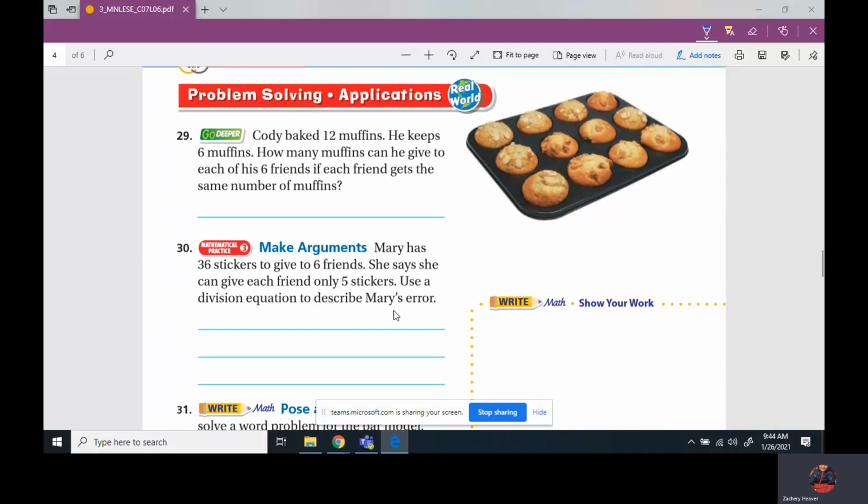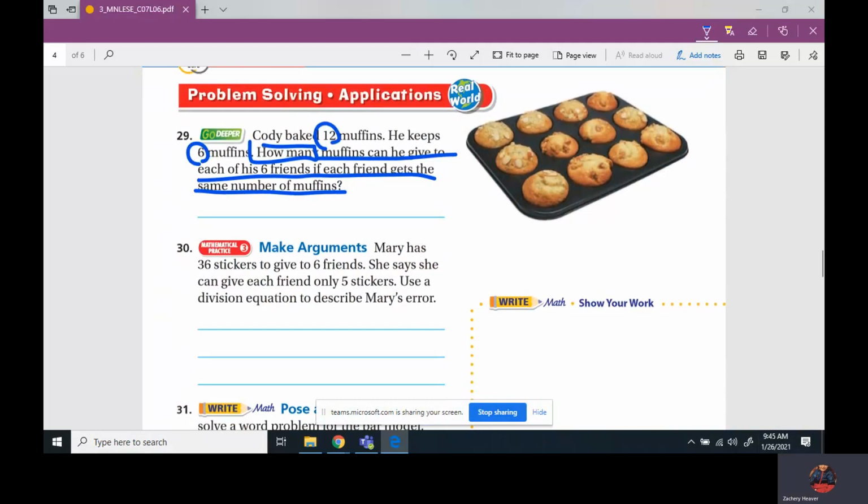Cody baked 12 muffins. He keeps 6 muffins. How many muffins can he give to each of his 6 friends if each friend gets the same number of muffins? So, he bakes 12 muffins, right? How many does he keep? Wait, Adelie? He keeps how many? So how many does he have to give out?